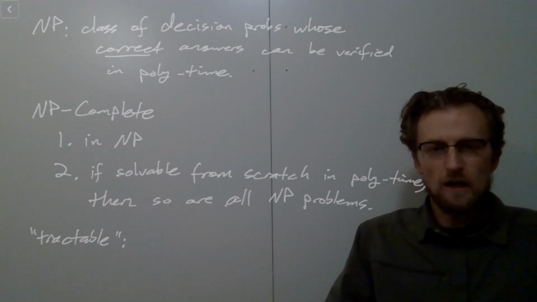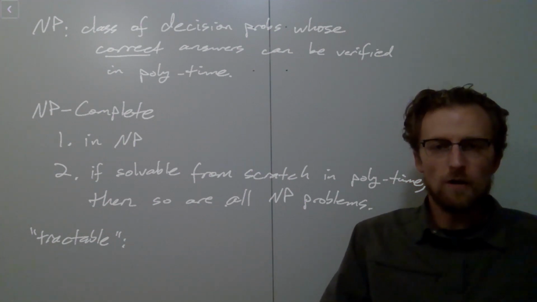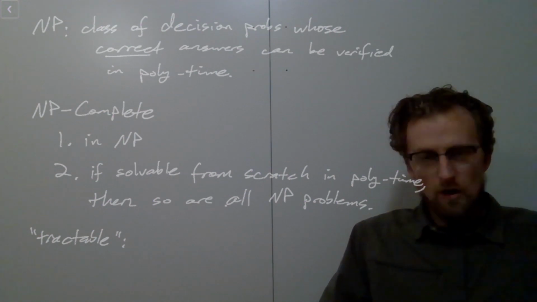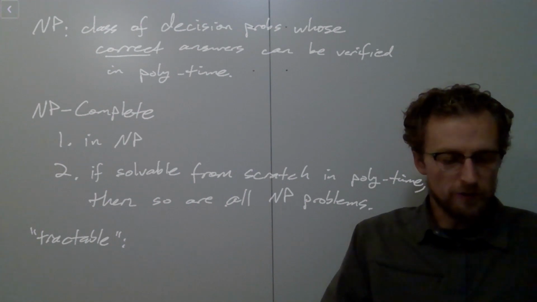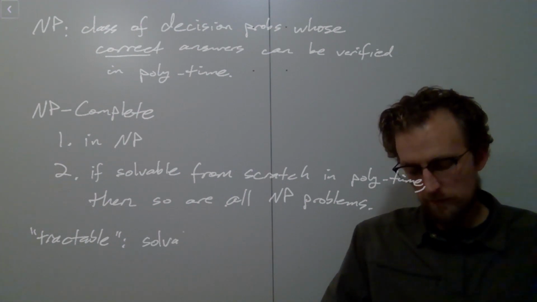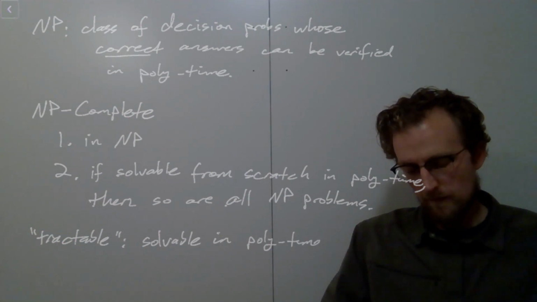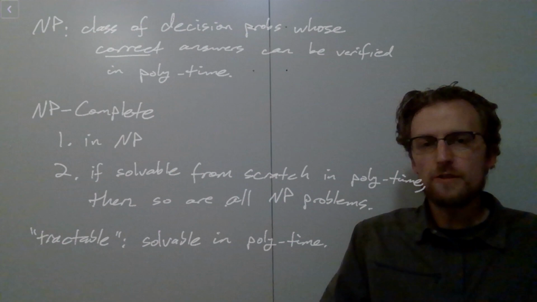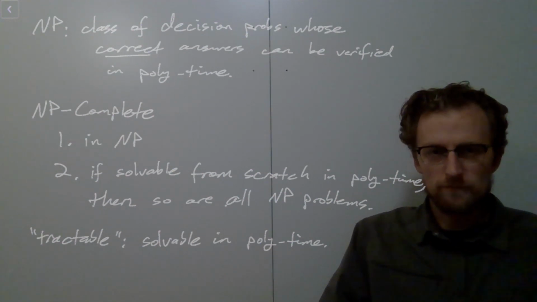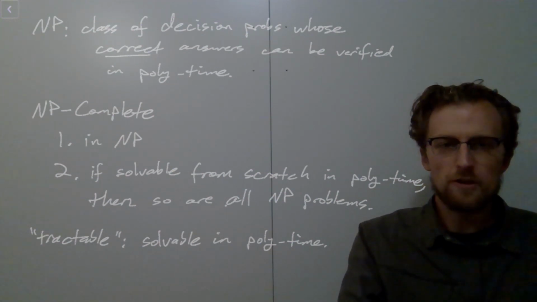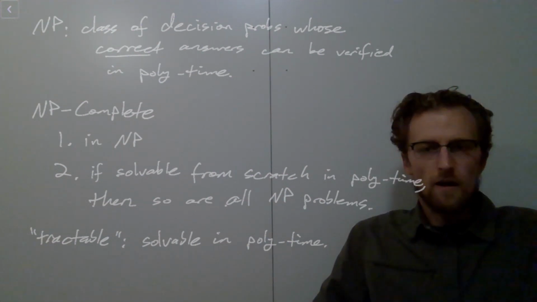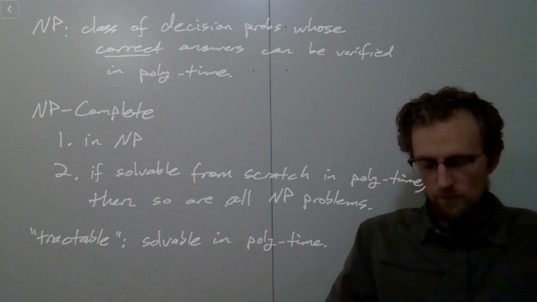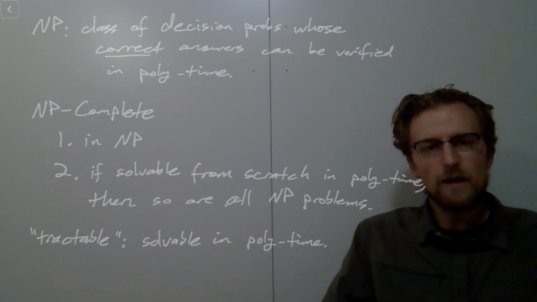And tractable means, in just the lingo of people, that we can solve it. In this class, we're going to use the word tractable to mean solvable in polynomial time. So for example, all problems in P are tractable, right? That's close to the definition of P. It's not quite, because tractable could also apply to something that is not a decision problem. But anyway, problems in P are all tractable.